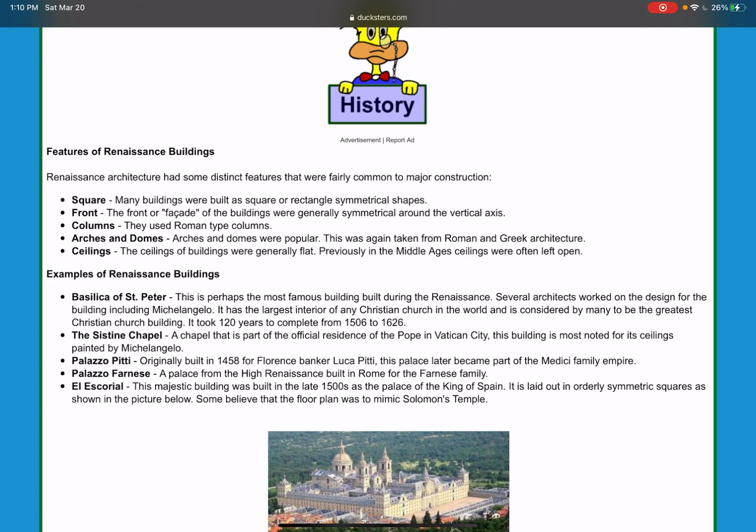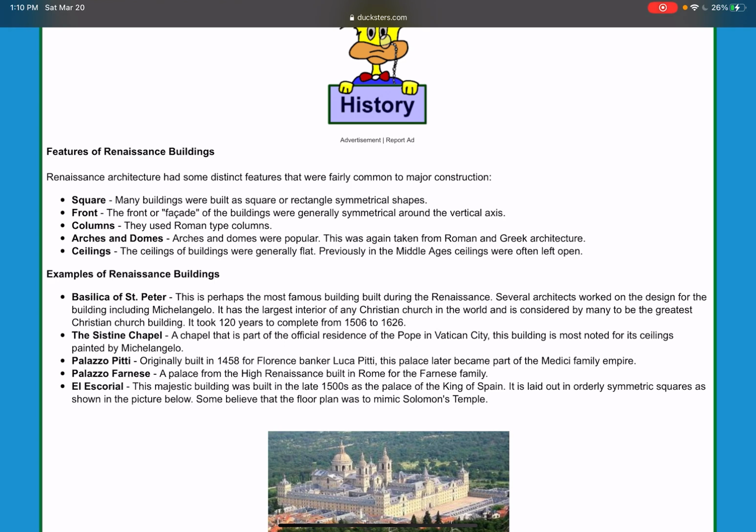The square. Many buildings were built as square or rectangle, symmetrical shapes. The front, or facade, of the building was generally symmetrical around a vertical axis. Columns: they used Roman-style columns. Arches and domes were popular. This was again taken from Rome and Greek architecture.